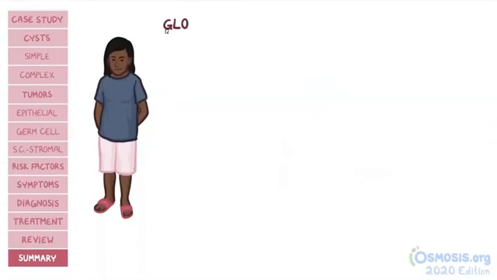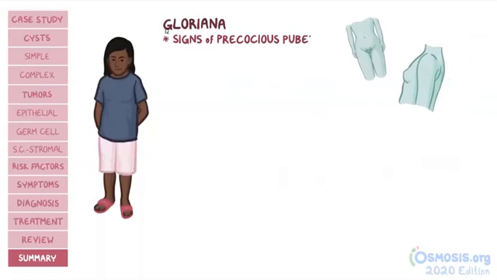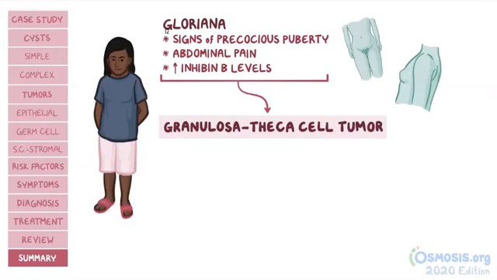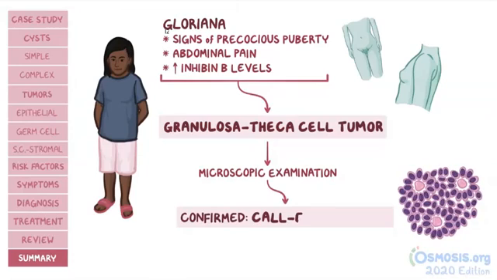On the other hand, Gloriana came in with signs of precocious puberty, abdominal pain, and elevated inhibin B levels, which make us suspicious for a granulosa theca cell tumor. Microscopic examination of the tumor confirmed the presence of the classic Call-Exner bodies.